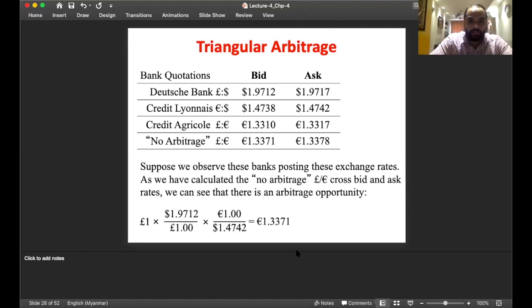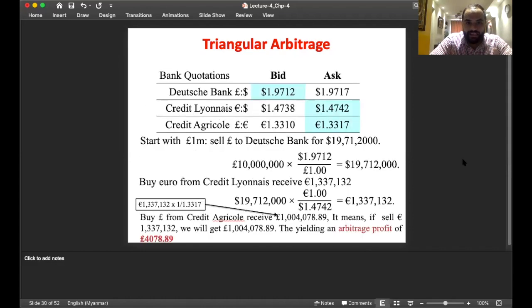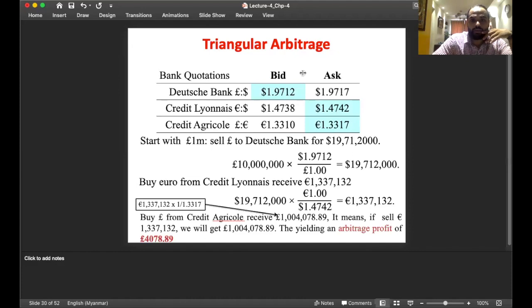So let's have a look at the real question. Here is your real question. This is just the explanation to get this number. We know how we get this one. So directly move to the question, which is arbitrage.